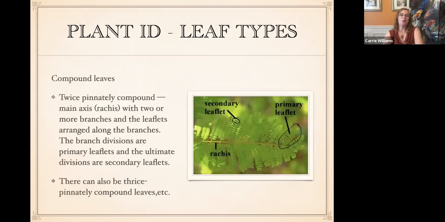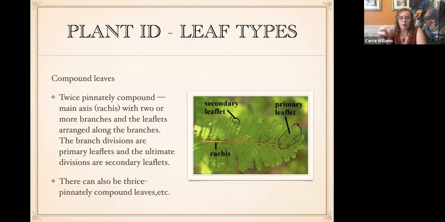Twice pinnately compound is when you have leaflets on your leaflets. So you've got that main rachis, and then it branches into leaflets, and then that branches into leaflets. A great example of this is a mimosa tree, that very fuzzy vase-shaped tree we tend to see in the woods.